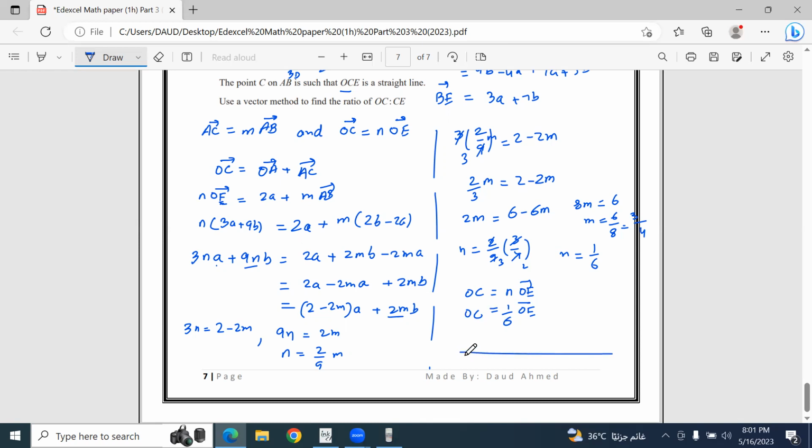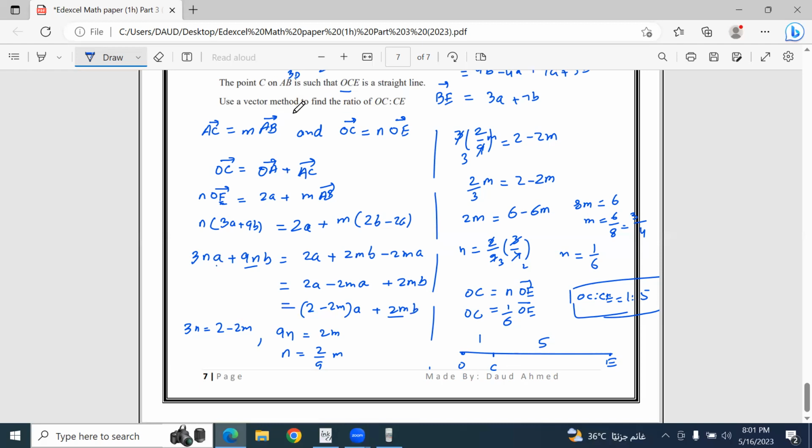Remember that if you have a straight line, and let's suppose this is O, this is point C, and this is point E. So O to C, we have 1 in here, 5. It means what they want, OC ratio CE is 1:5. This is the required answer. OC ratio CE is equal to 1:5.